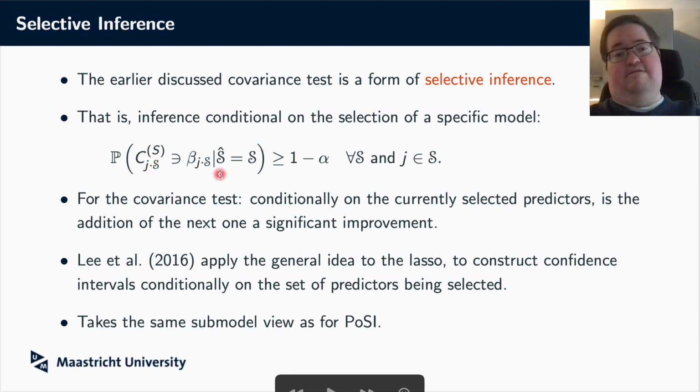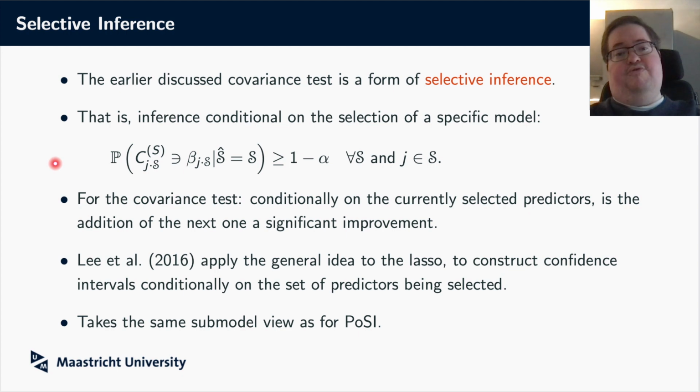given that we have selected a particular model, that coverage probability is at least 1 minus alpha. Now this is, of course, a very natural way to think about coverage probabilities and guarantees for honest inference, given that what we do is a two-step procedure, so it makes natural sense to start conditioning. And in a way, this is also very much related to sample splitting that I discussed earlier, even though it's hard to see this up front.